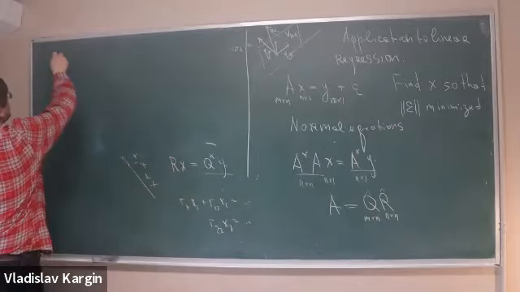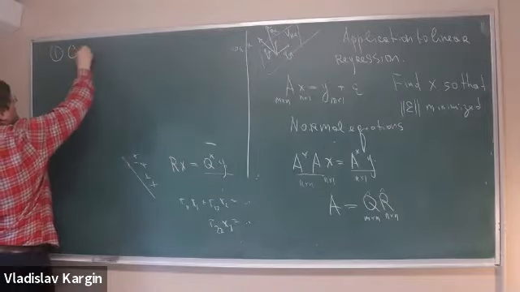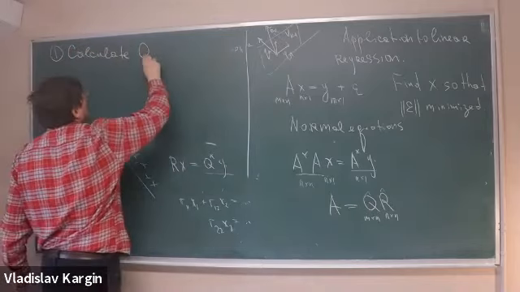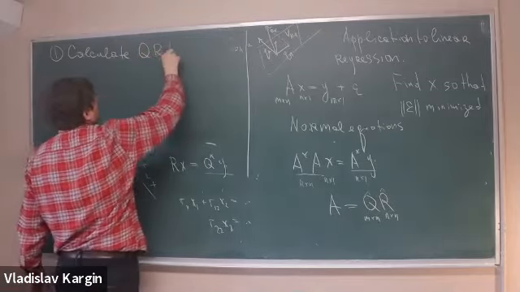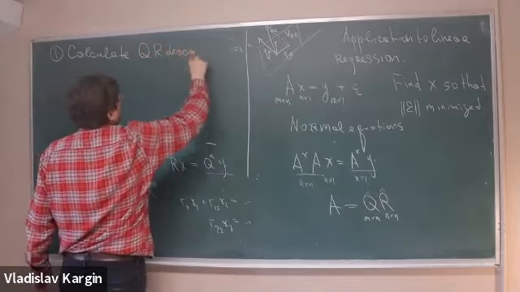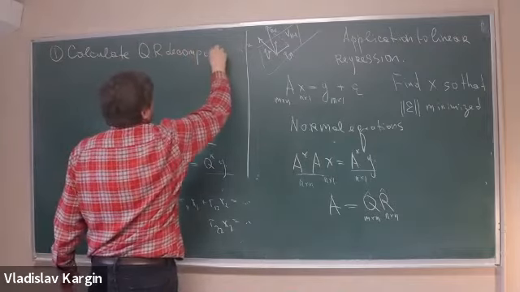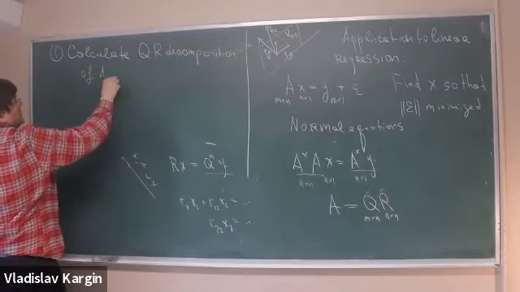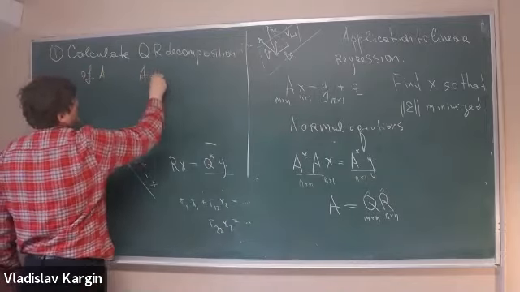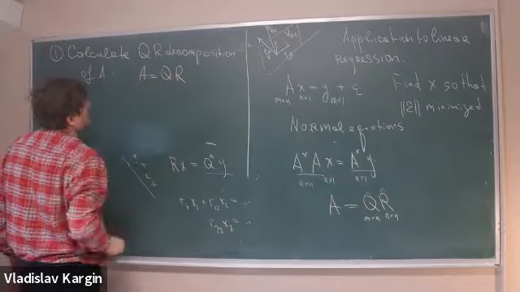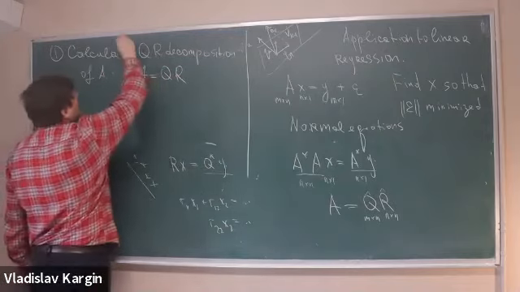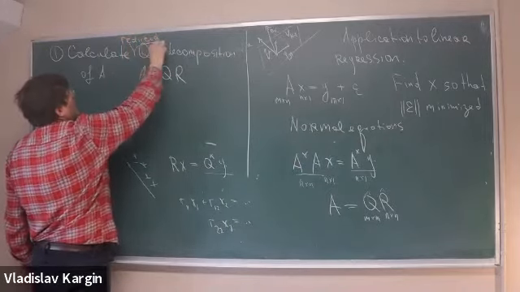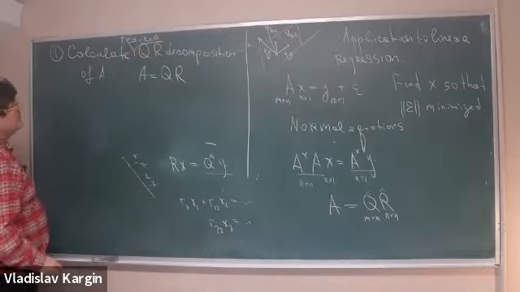So first, calculate the QR decomposition of A. A is equal to QR. Right? And again, this is a reduced QR decomposition.